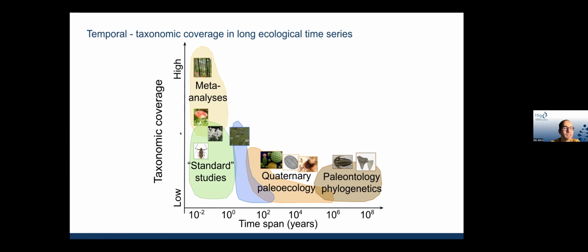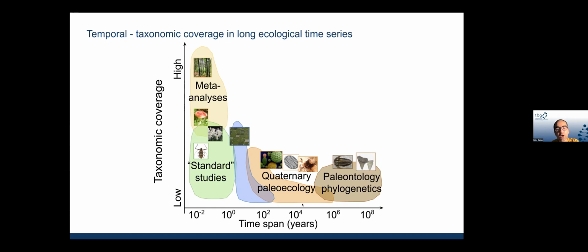On the y-axis, this is the taxonomic coverage that ecological studies are covering, from one species to a few species to very many species. On the short time scales, we have standard studies. Those are typical ecological studies working on single species and single species reactions to all kinds of factors. Then meta-analyses are summarizing these studies. We also have biomonitoring and long-term experiments, which can go to timescales of decades and maybe up to 100 years.